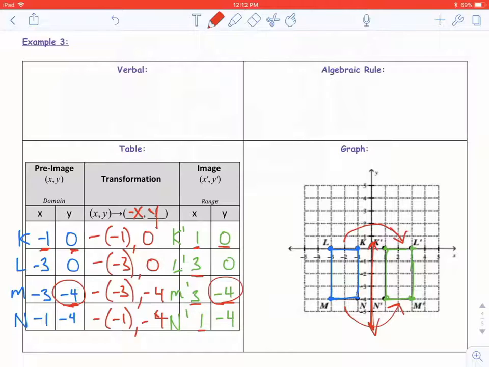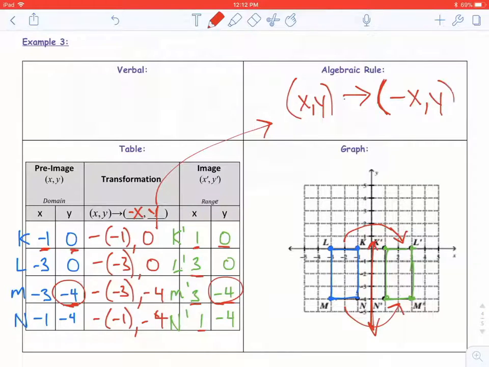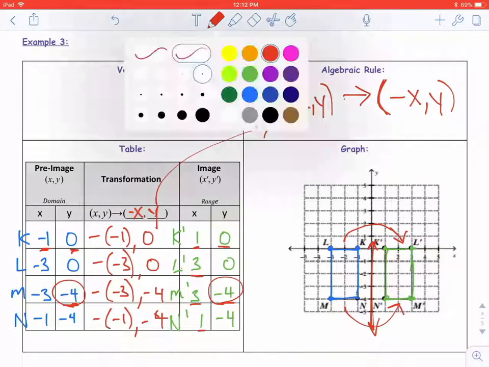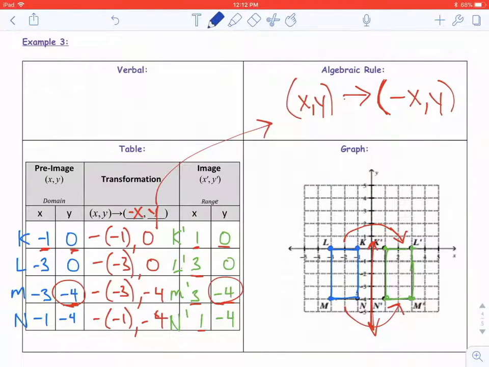So for our algebraic rule, we can go from our table and write out that for all the points x, y, my pen is trying to not cooperate, I'm sorry. All the points (x, y) are reflected over the y-axis to give us (-x, y). And now we just need to write out the verbal description of what happened.